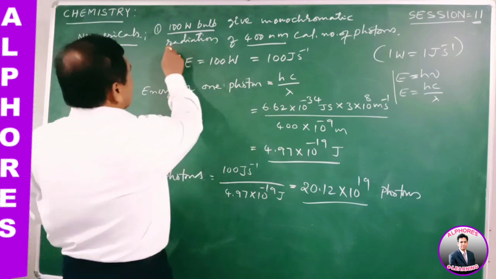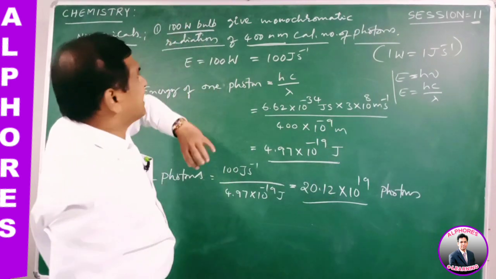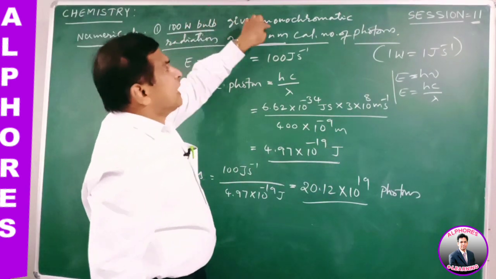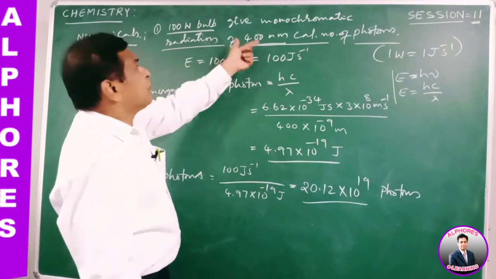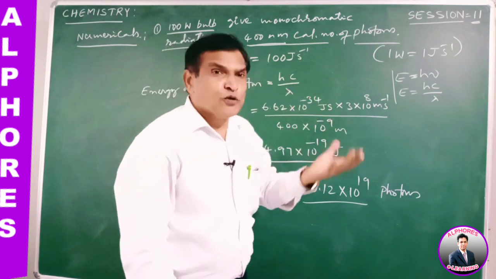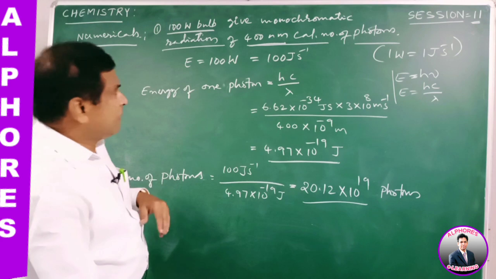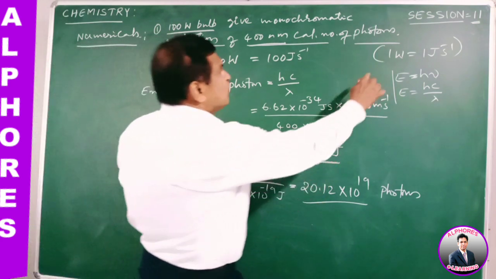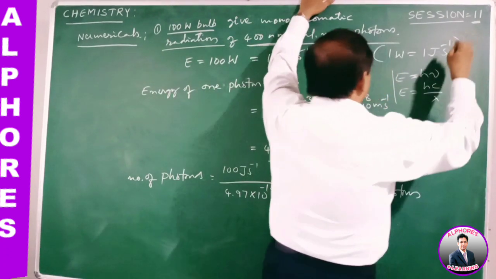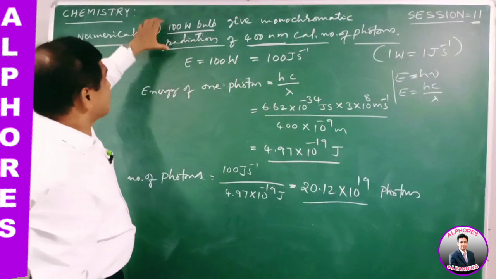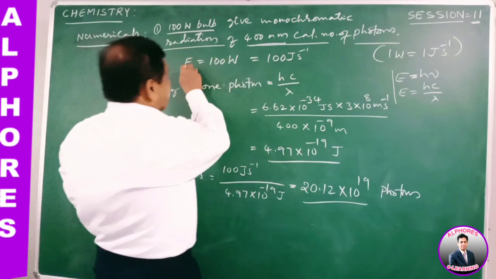Okay, once again, the complete concept of the numerical: a 100-watt electric bulb is emitting monochromatic light, that means light of a single wavelength. How much wavelength? 400 nanometers. So how many photons are emitted from the monochromatic light? For a 100-watt bulb, as we know, 1 watt is equal to 1 joule per second. Now the energy of the bulb, 100 watt, is equal to 100 joules per second. That is the data available to us.